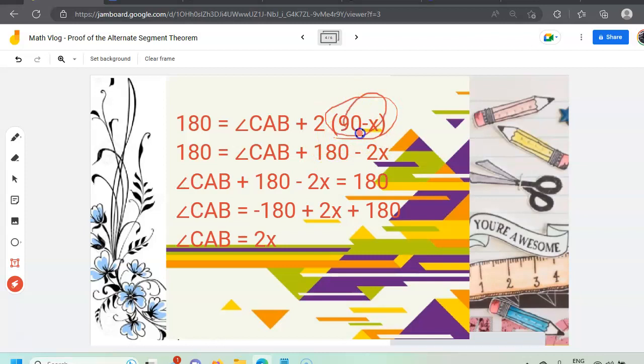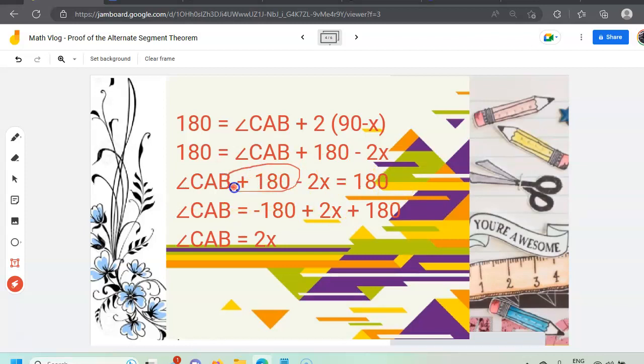Okay, this is the measure of the bases of the isosceles triangle. So we'll distribute. So 2 times 90 is 180, then 2 times negative x is negative 2x. And then let's swap the right and the left, using the symmetric property of equality. So we now have angle CAB, positive 180 negative 2x is equal to 180. And then since we are finding the angle CAB, we transpose the other terms from the left to the right.